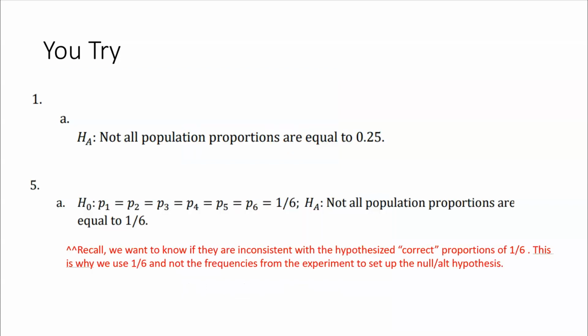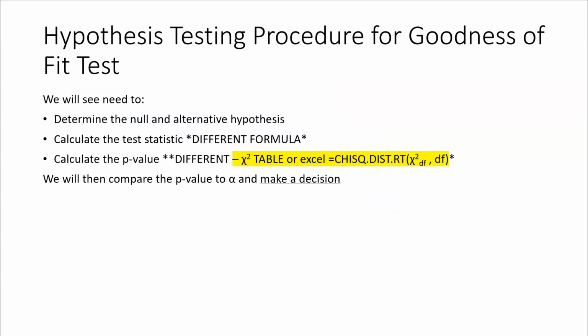And there you go. All right, so now let's get into this. We've learned how to do the null and alternative. Let's do the test statistic and the p-value. For these, we're going to need Excel. And for the p-value, we're going to use the chi-squared formula there.